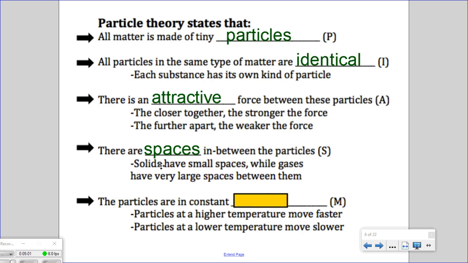Now, there are spaces in between the particles, and so, for example, solids have small spaces between the particles, while gases have very large spaces between them. And the particles are in constant motion. Particles at a higher temperature will move faster, particles at a lower temperature will move slower. And even particles in a solid are moving as well. They're just vibrating in place, which is still movement.